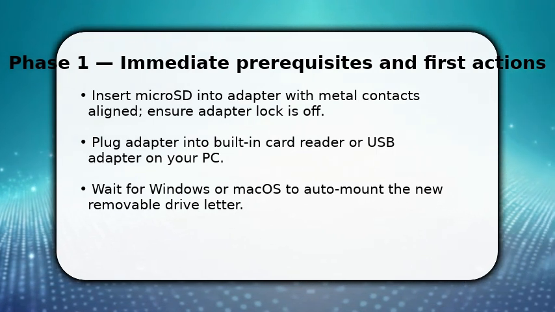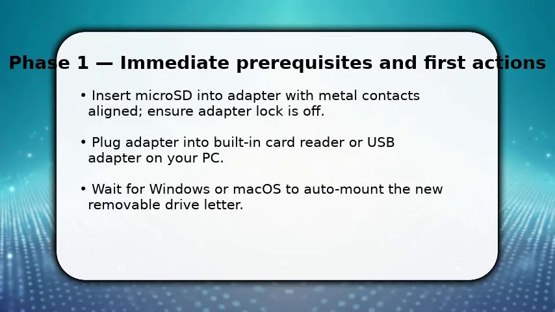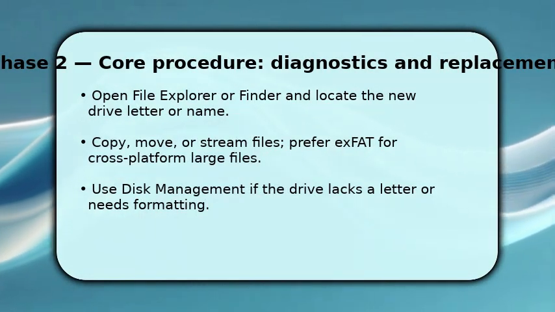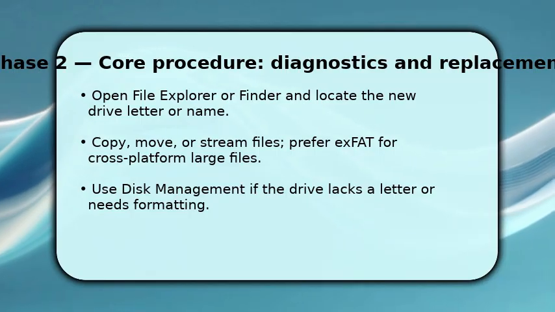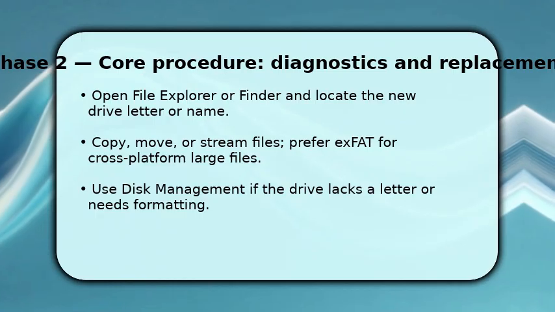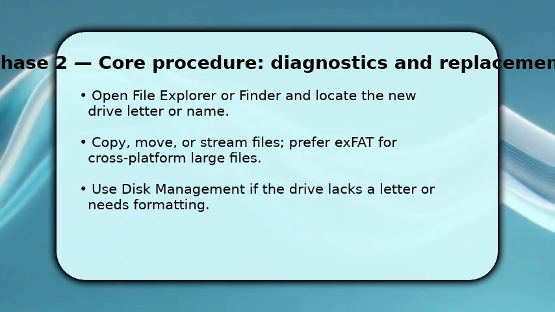You now open File Explorer or Finder and find the drive letter assigned to the adapter. This is how you access the card. Copy or move files. Use exFAT when you need cross-platform support and large file sizes. Choose FAT32 only for legacy devices.